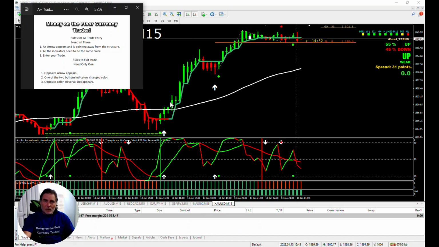Now, what would be the rules for exiting? Well, the opposite arrow is number one, and we don't have that yet. If you would have got in here, you would still be in the trade. You haven't had that. What would be the second one? Let's see.